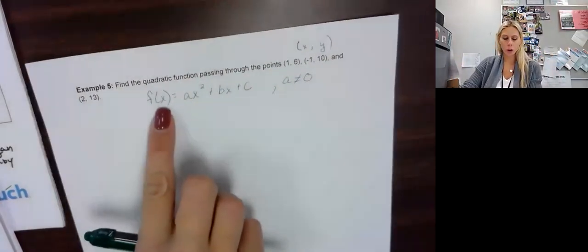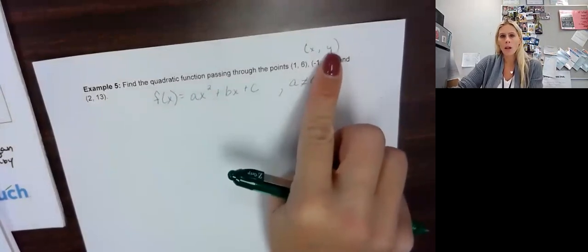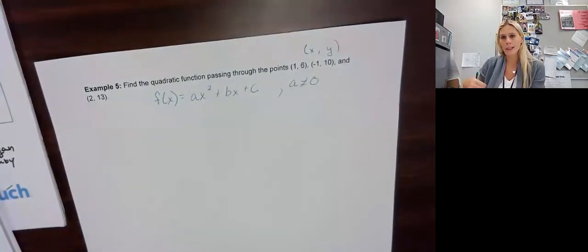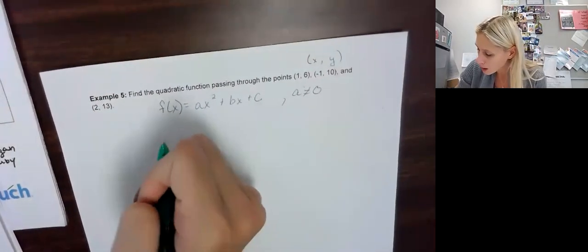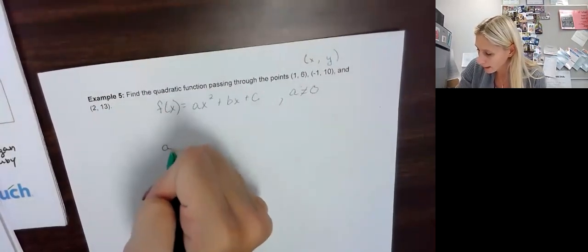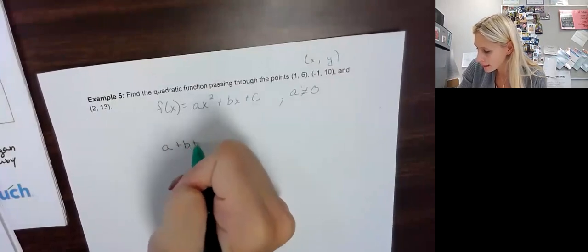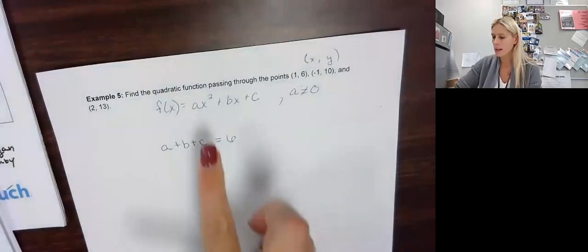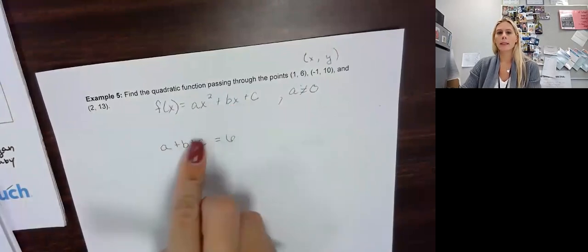F of x is usually what value? It's the y value, it's our output. So we can create 3 equations that allow us to do systems. So when x is 1, we get a plus b plus c equals 6. Again, 1 squared is 1, 1 times a is a. 1 times b is b.